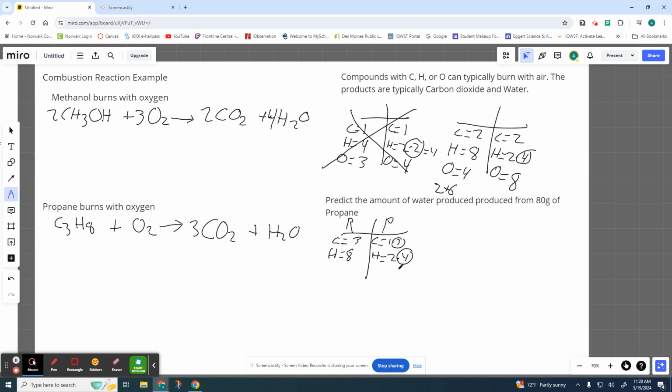That's my new coefficient. So now on the product side, I have 8 total hydrogen. On the left, I still have 8. Now let's go down and clean it up with oxygen.